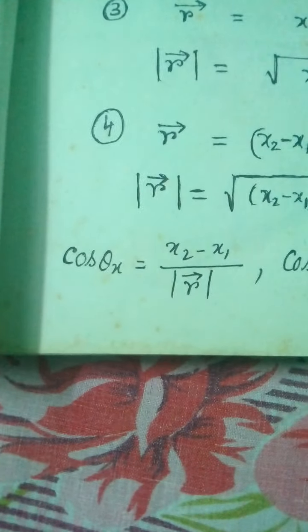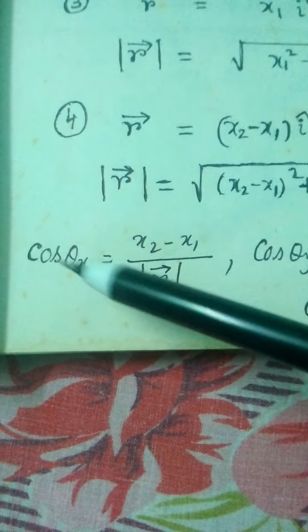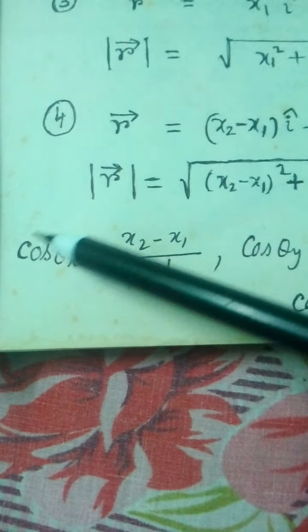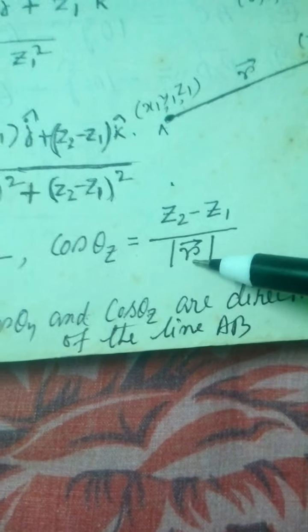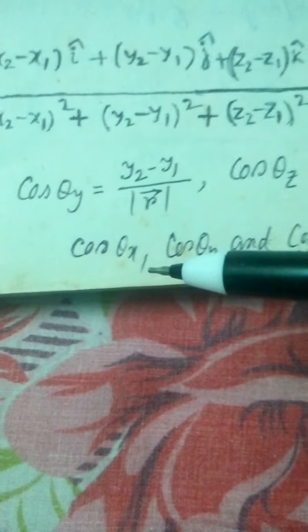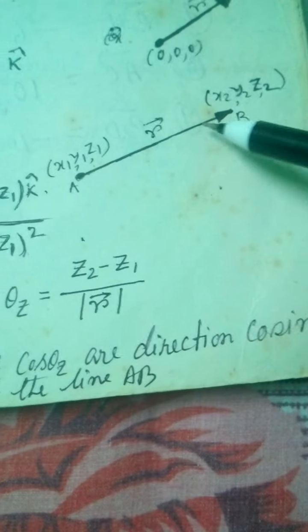Now this is the direction cosine of the points x1 y1 z1 and x2 y2 z2. So cos theta x is (x2 minus x1) by magnitude of r vector, cos theta y is (y2 minus y1) by magnitude of r vector, and cos theta z is (z2 minus z1) by r vector. Okay, so cos theta x, cos theta y, and cos theta z are direction cosines of the line AB, A to B.